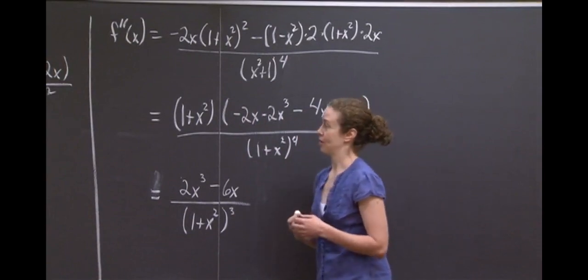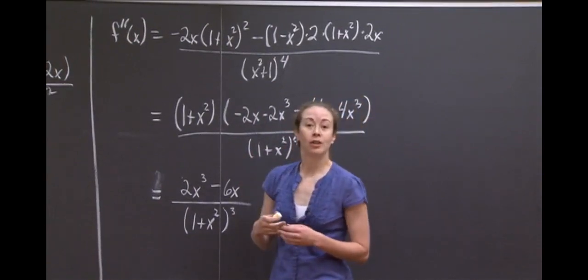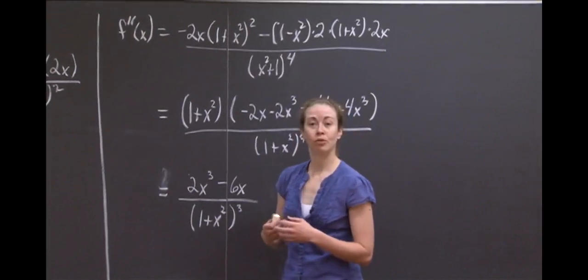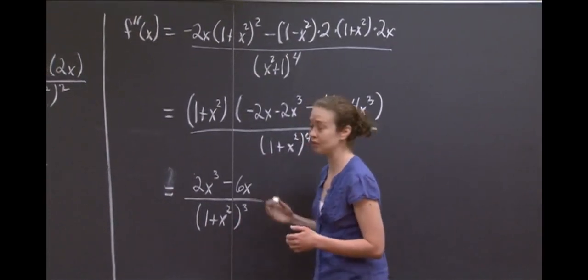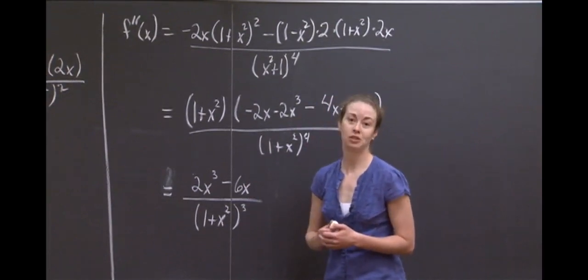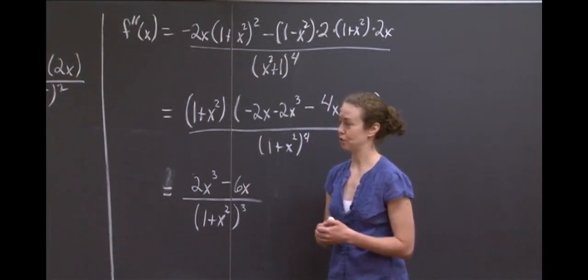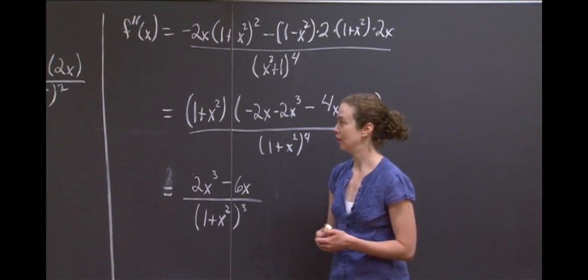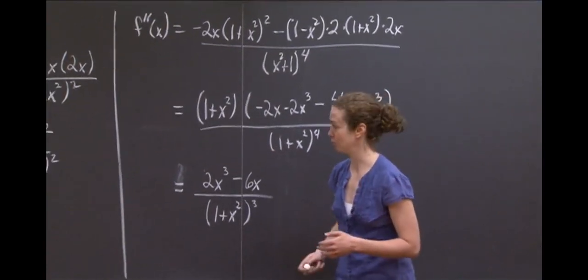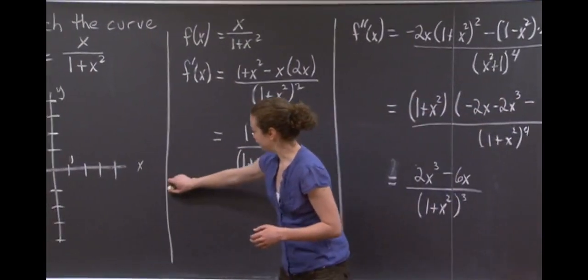So let's recall what we know. We know that when the derivative is equal to 0, we have a maximum or minimum for the function. And we know that when the second derivative is equal to 0, we have changes in concavity. So let's find those places. Let's find where the first derivative is 0, and let's find where the second derivative is 0. So I'm going to work under each individual function to do that.